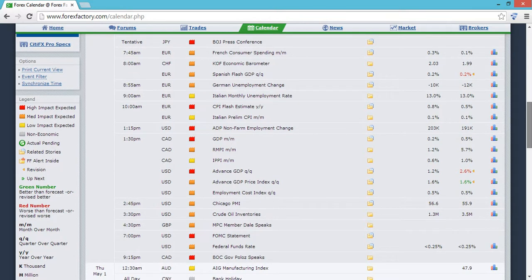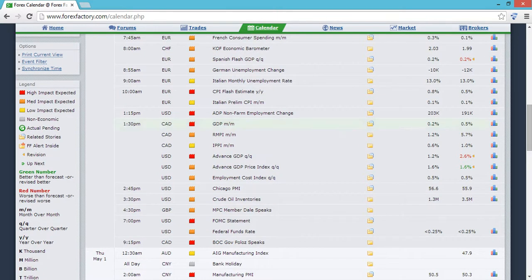At 1:15 PM, we have US ADP non-farm employment change data. That's forecasted 203,000 versus the previous 191,000, so it's a bigger expected number. It's interesting as well because 200,000 is the key line in the sand there. So if we do get above 200,000, then we should get a very strong US dollar, I'd have thought.